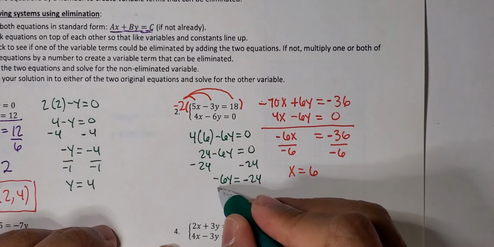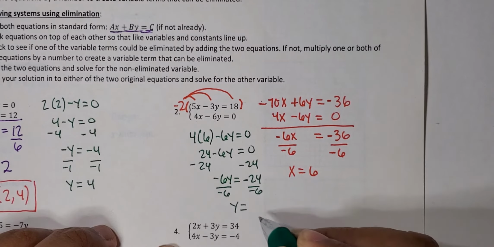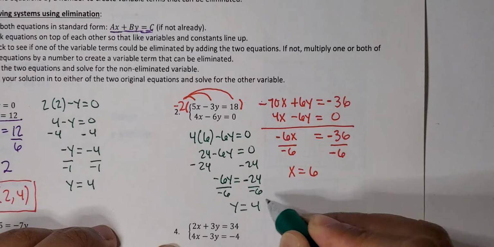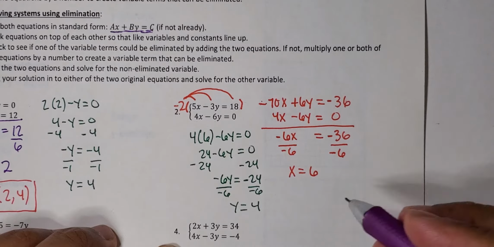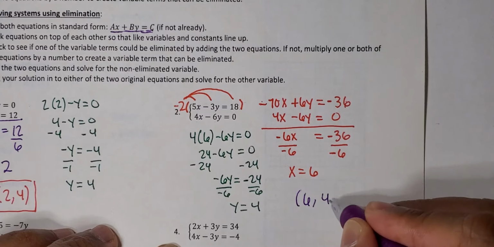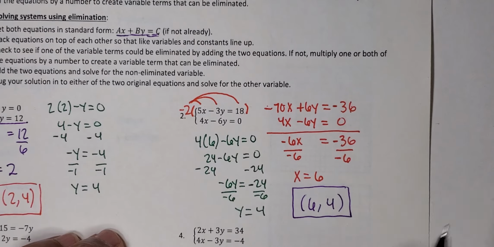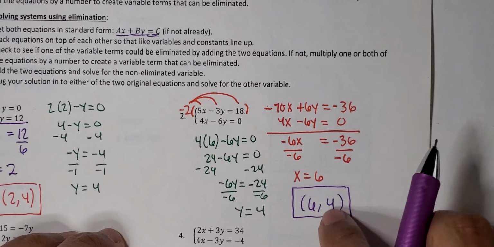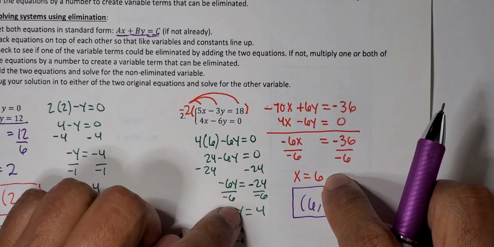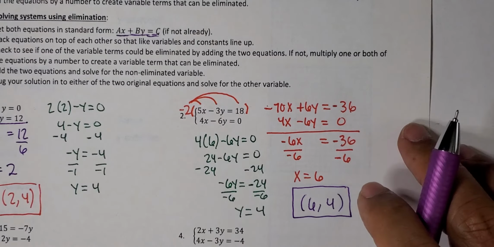Last step is I'm going to divide by negative 6. So then y equals, what is this? So this will be 4, right? So now my solution to this system is going to be 6 and 4. And in this case, we are using elimination. Now if you go back and substitute 6 into the first equation, you will also find that y is equal to 4. So you can choose any of the two equations. Don't just think that it's only the second one.